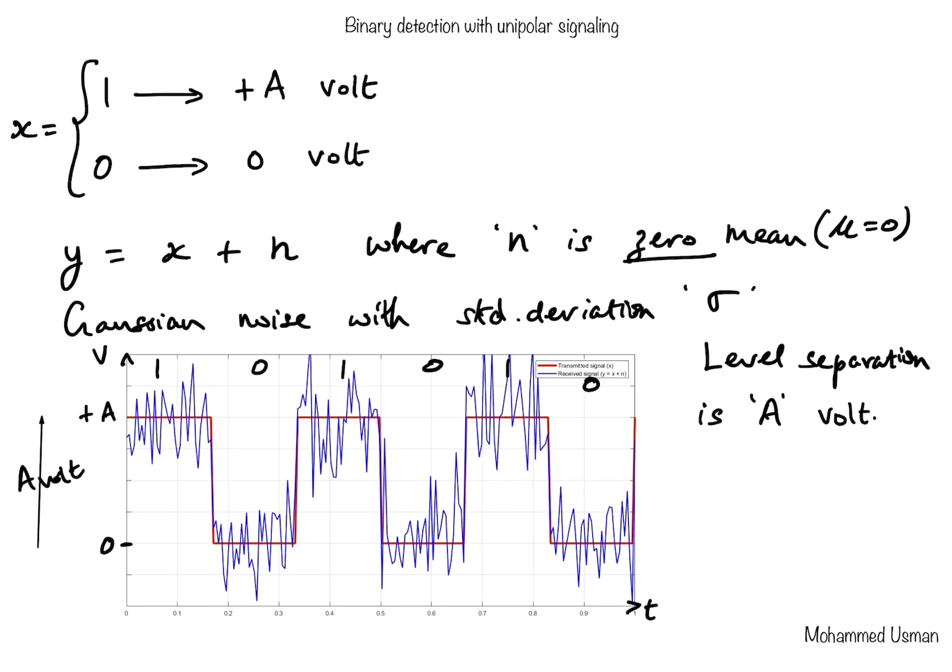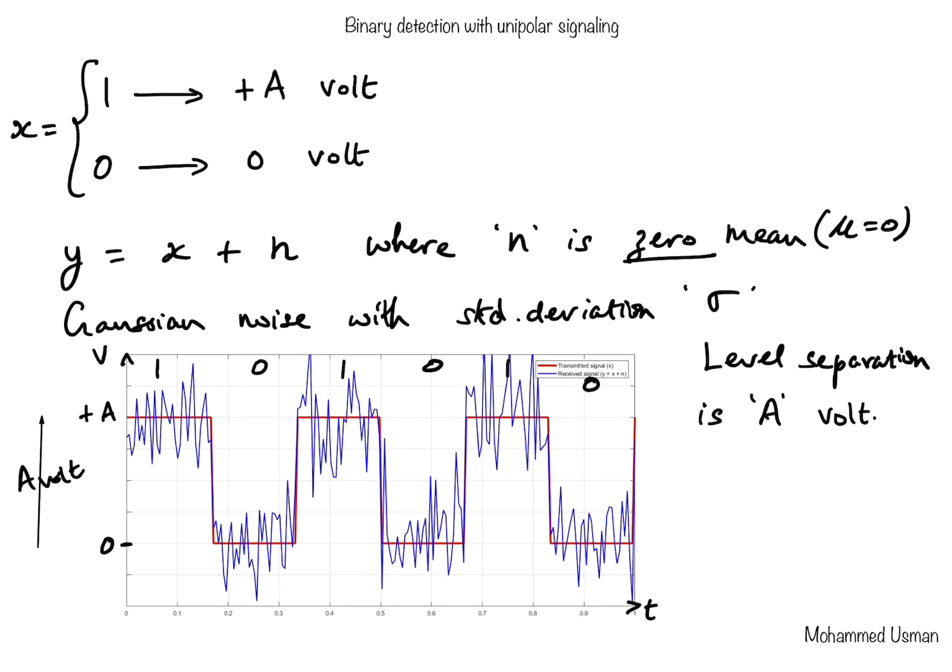Now what we will be doing is devising a method to detect the received signal, which is to observe this blue waveform, the received signal Y, and then decide whether it is representing a 1 or a 0 by drawing some decision rule, and then decide whether the received bit is a 1 or a 0 by applying that decision rule.